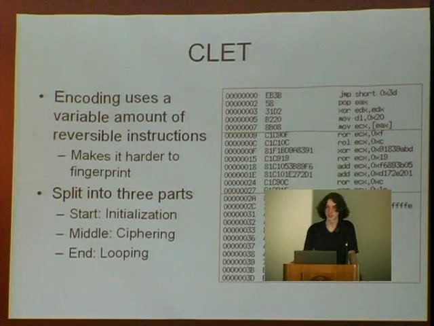The first part is in that little red box, and it's just the initialization. It sets up all the pointers, and it sets up all the values. The middle part actually does the ciphering. It moves the byte values around. And the last part does the looping, so it loops and moves the loop counters and everything. So it's essentially split into 3 parts, which can essentially be thought of as totally separate.